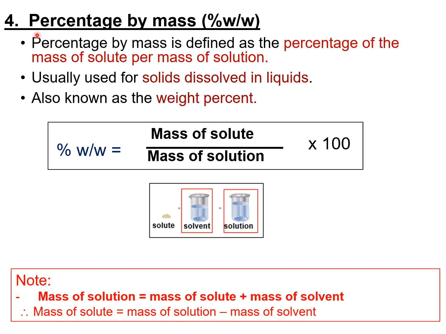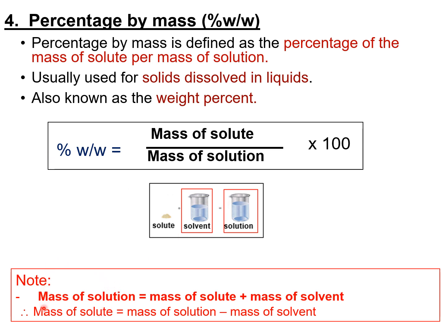Okay, next adalah percentage by mass, and this is the symbol that we usually use to describe percentage by mass. Okay, apakah percentage by mass? Percentage by mass is defined as the percentage of the mass of solute per mass of solution. Usually dia gunakan bila solid tu dia dissolve dalam liquid, then we can use percentage by mass, and it is also known as the weight percent. Okay, so this is basically the formula untuk percentage by mass.